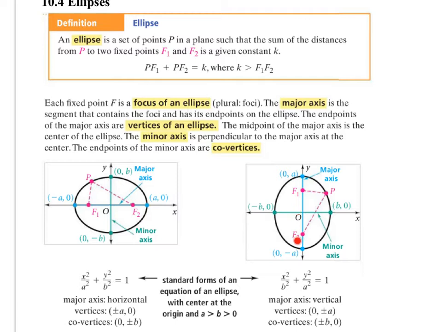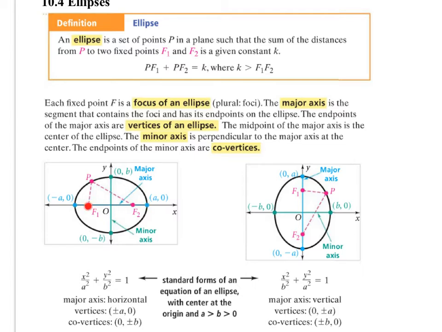You could have an ellipse that goes up and down. In that case, the number on the bottom of x squared is less. Over here, the number on the bottom of x squared is greater. Whichever number is greater, the denominator of x squared or y squared, tells you if the ellipse is stretched out farther left and right or up and down.